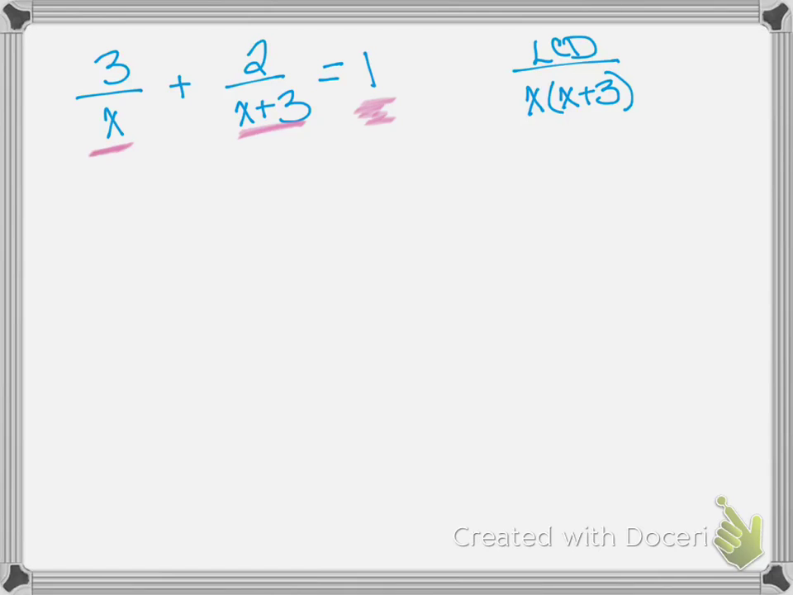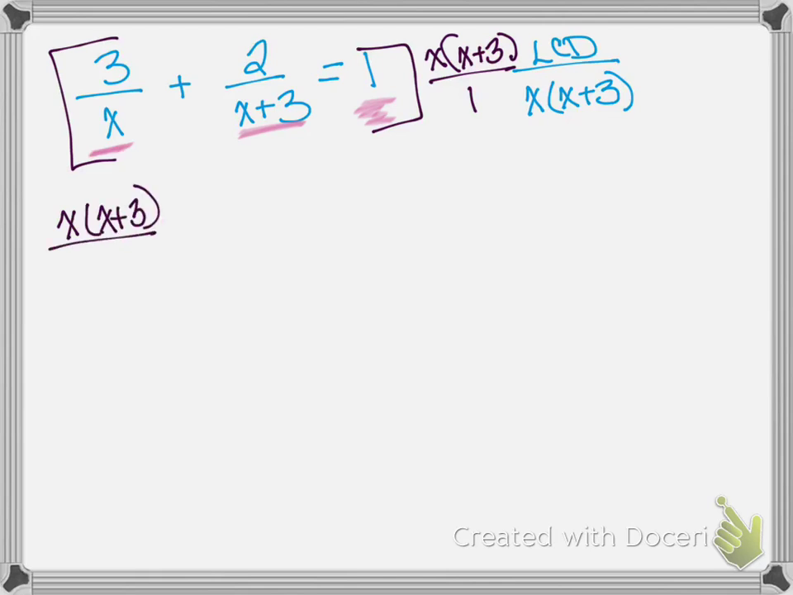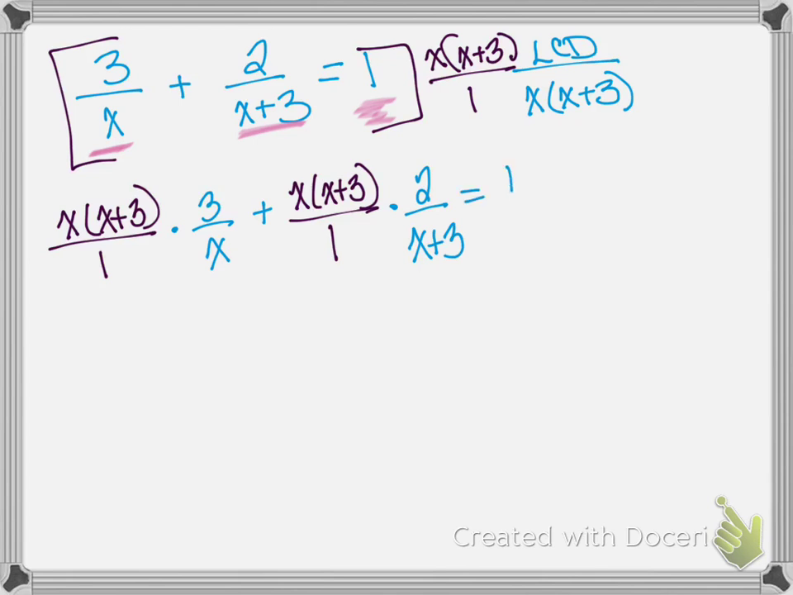So my first step in solving this is identifying the LCD, and once I've identified the LCD, I multiply everything times the LCD. And this is x times x plus 3 over 1. So I have x times x plus 3 over 1. And then I am multiplying this times each individual term. So then I have 3 over x. Now I've got x times x plus 3. And that's my original problem, 2 over x plus 3. And then the last part is times the 1. So I have x times x plus 3.